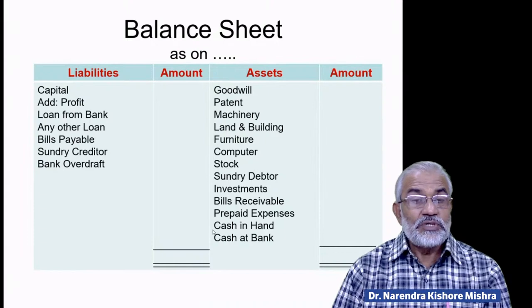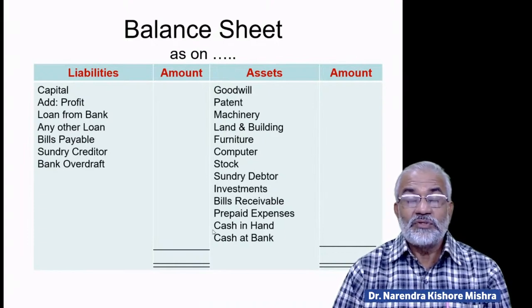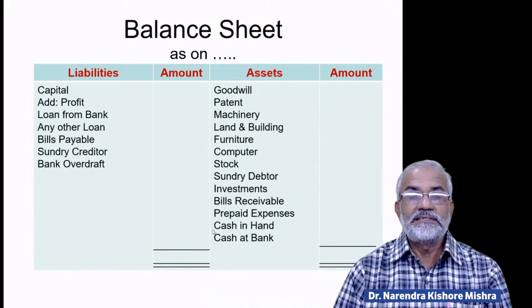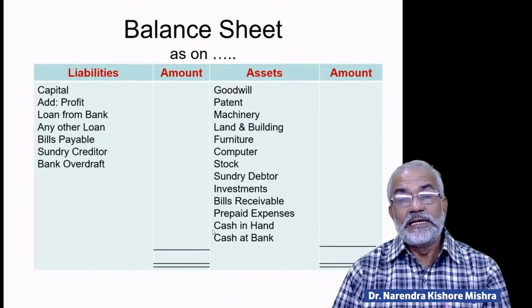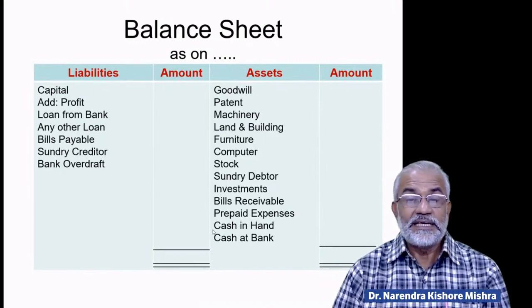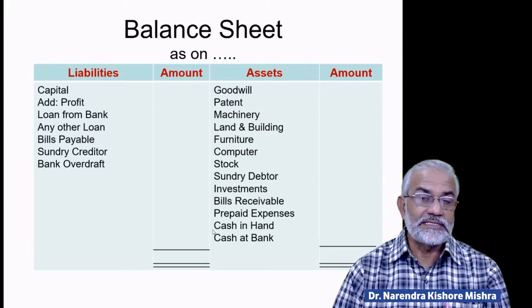In the earlier classes, we had a discussion about what? About the separate entity concept. The separate entity concept says that the business and the owners of the business are completely separate and distinct from each other, irrespective of the status of the organization.